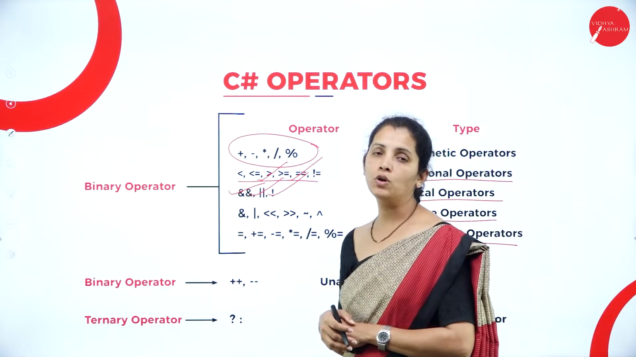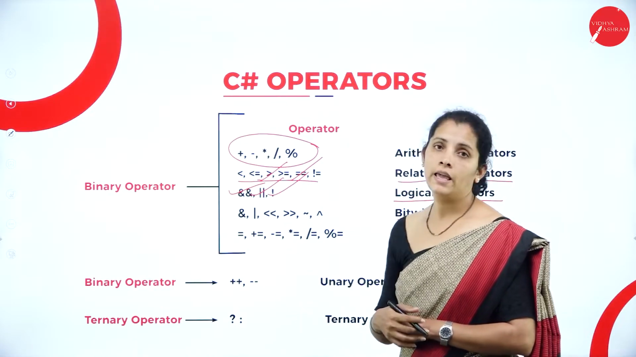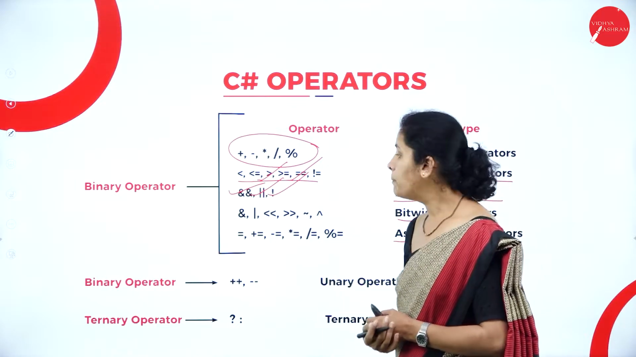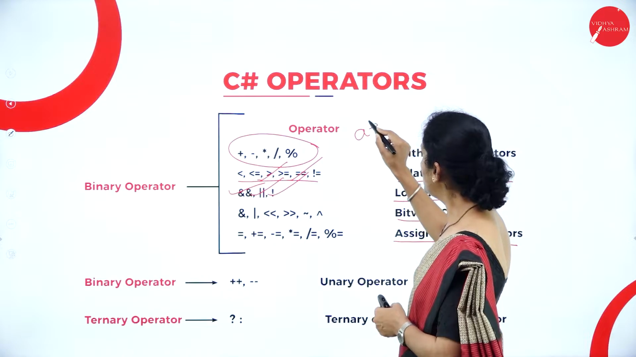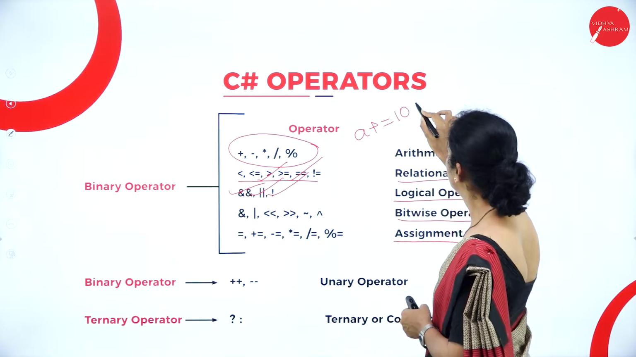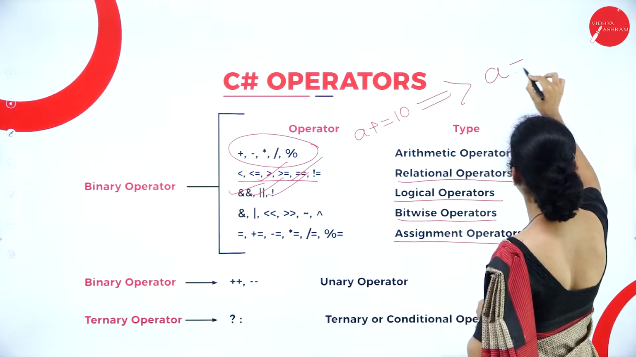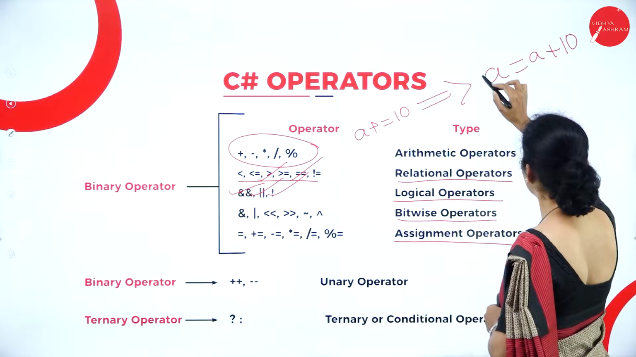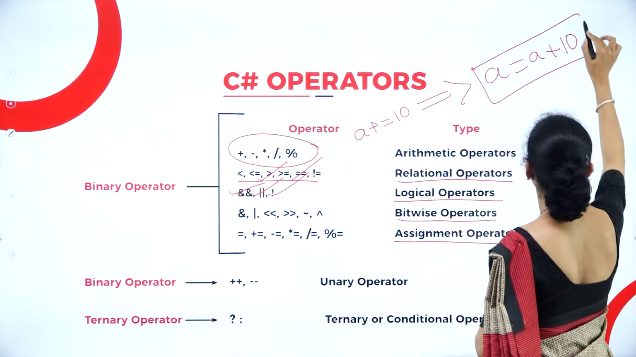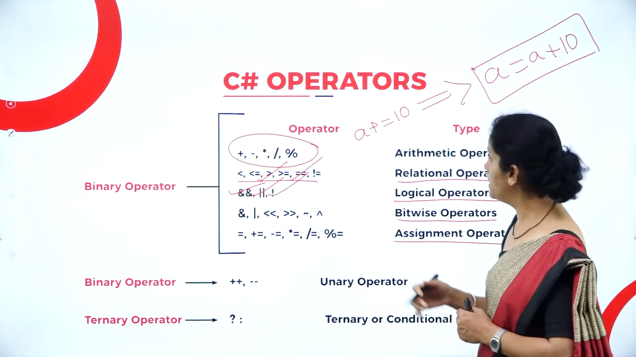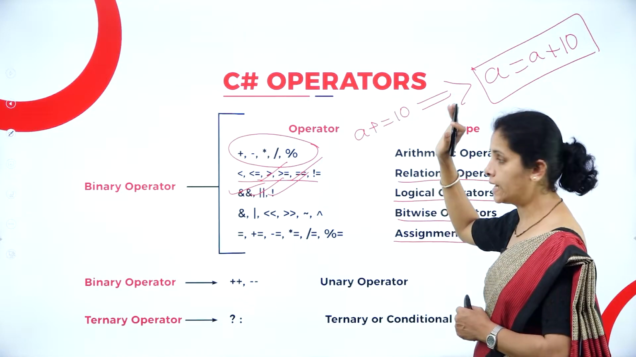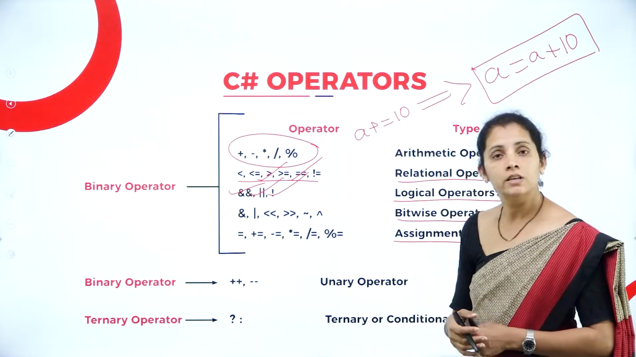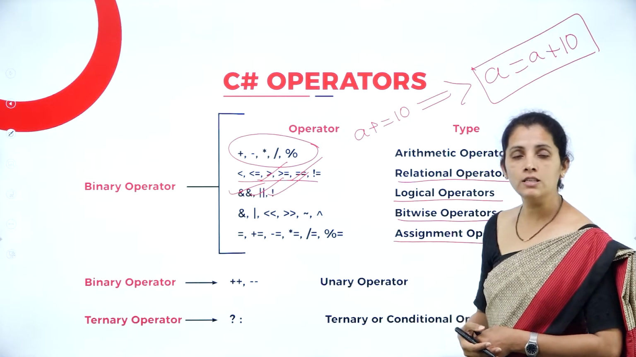That means if I want to assign a value, that is a equal to b or a equal to 10, I'm going to assign the value. So I have plus equal, that is a plus equal 10. This is nothing but a equal to a plus 10. So instead of writing the complete statement, I can shorten this statement, that is a plus equal 10. Similarly, minus equal for subtraction, multiply equal for multiplication, divide equal for division, and modulus equal for modulus.